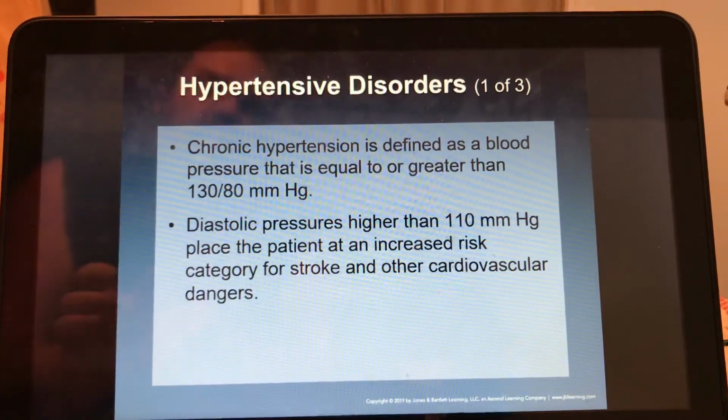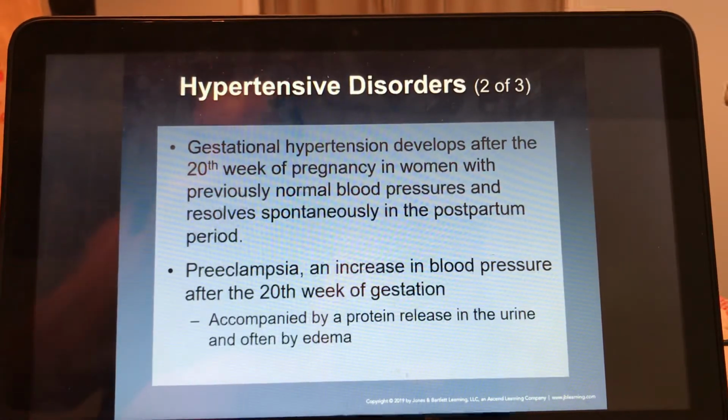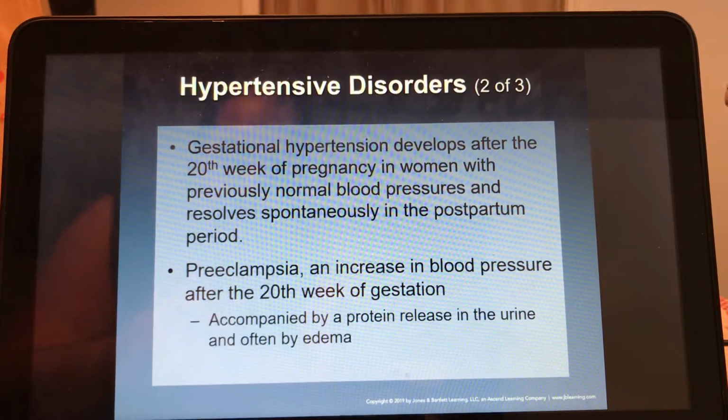But when she starts getting around the quote-unquote normal adult normal, 130 over 80, 120 over 80, she is actually considered hypertensive. They use the diastolic marking of 110. That's actually true for normal adult patients as well. But that starts putting her at risk for hypertension. This typically starts developing after the 20th week. So we talked about the bleeding issues before, and now we're talking about hypertensive stuff. We're still in the cardiovascular system, but this is going to start being seen after 20 weeks.